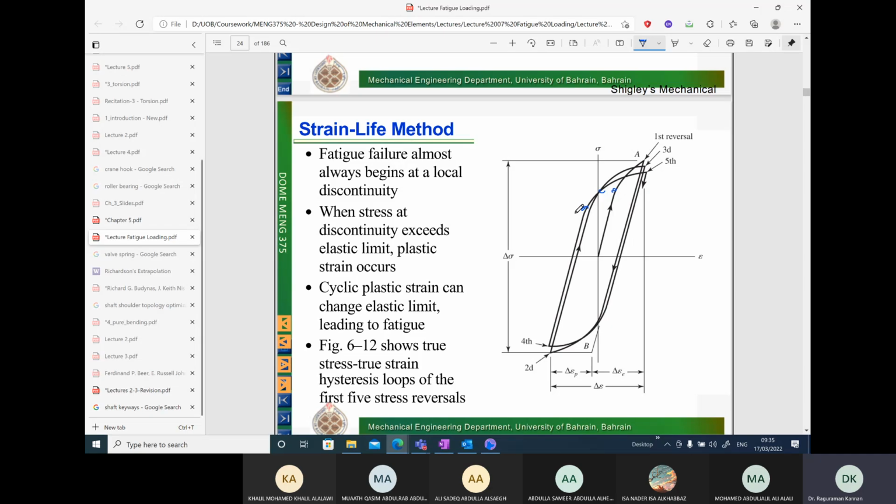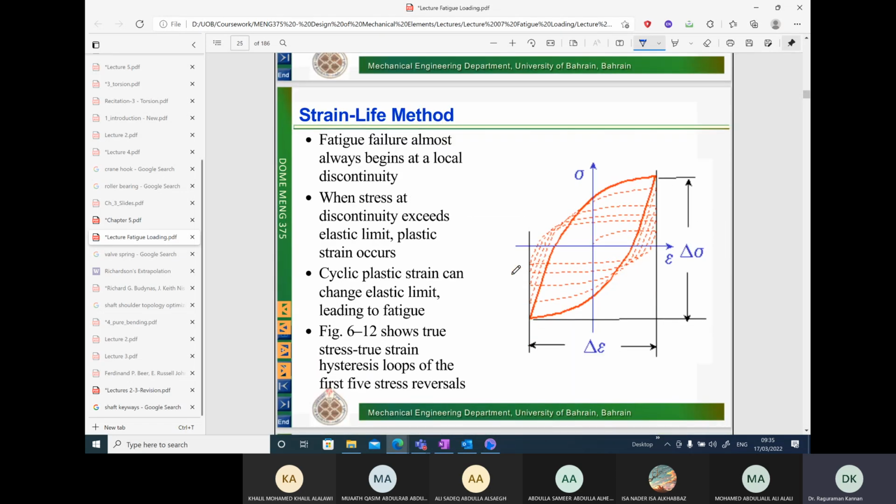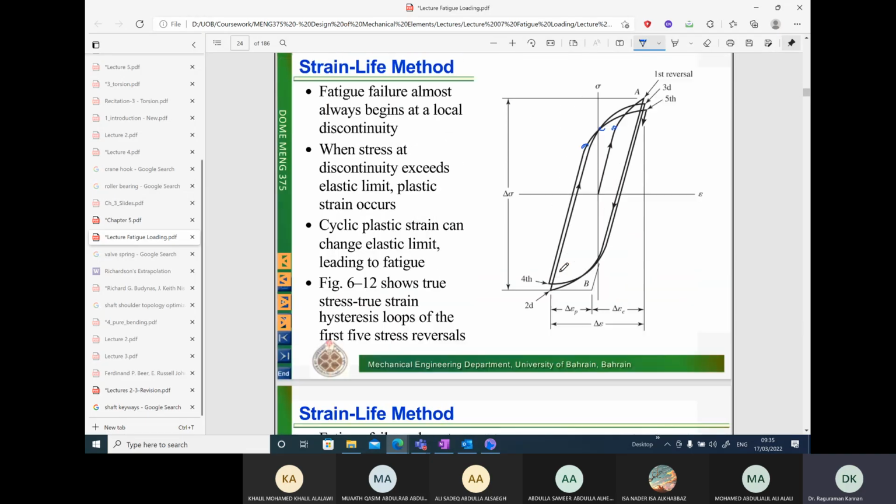So the yield point is decreasing, so it is a softening material, and the curve keeps on changing like this. But after I repeat the application of the load several times, at one point it will stop changing and the curve stabilizes. The stress strain curve stabilizes like this, and it will keep on repeating on the same curve after a certain number of cycles.